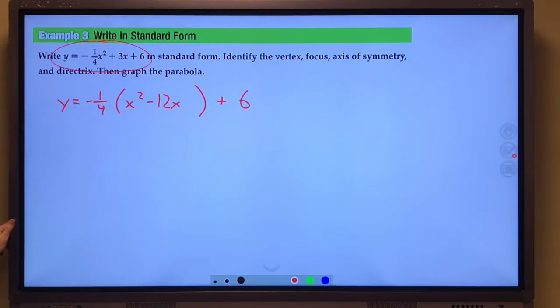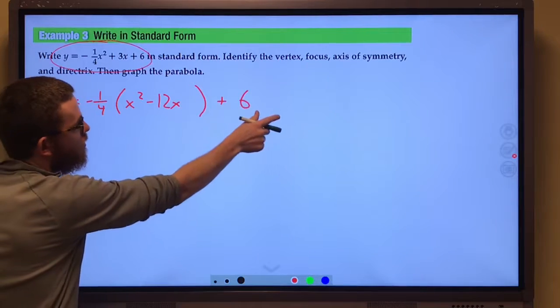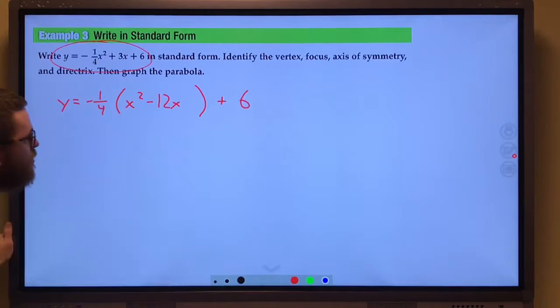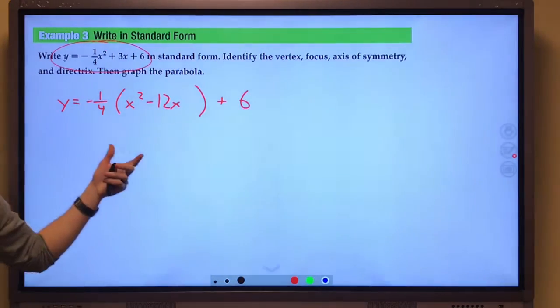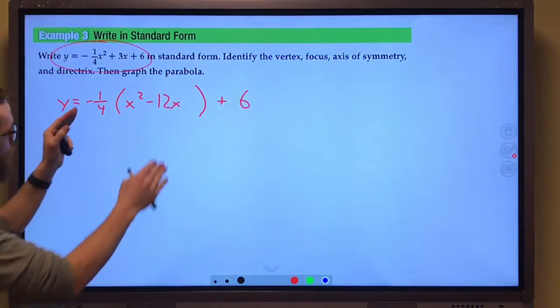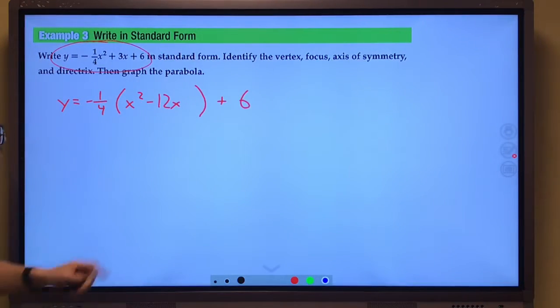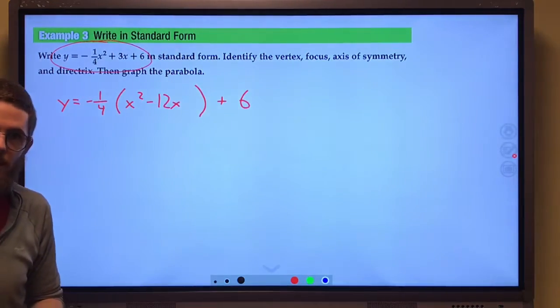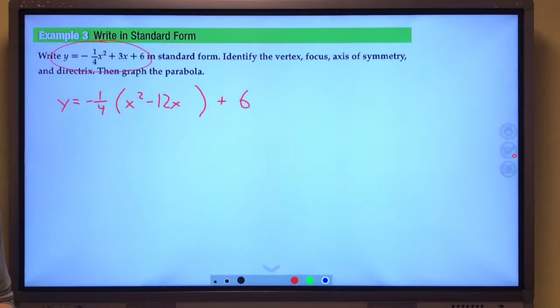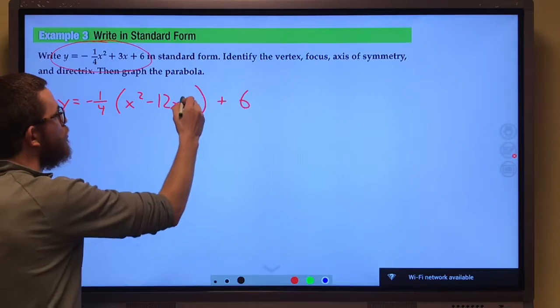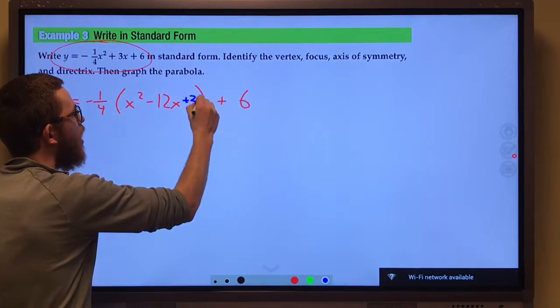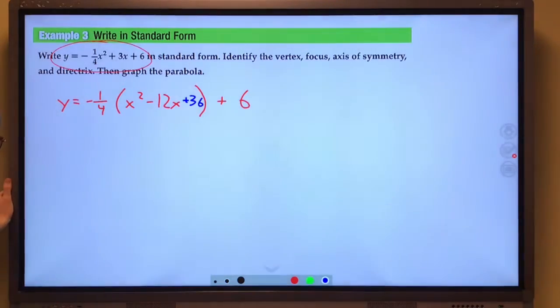Okay? I always leave some space in my parentheses. I've always got space on the outside. But we had to factor out the a value from our terms with the x's. So now we're looking right here. You take the coefficient in front of the x, you cut it in half, you square it next. Negative 12 cut in half is negative 6. You square negative 6 to get a positive 36.